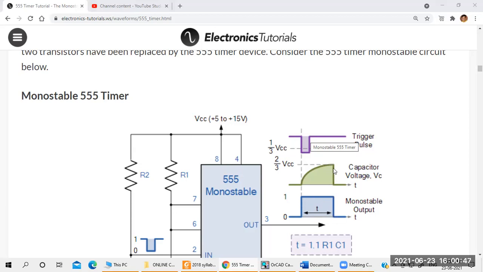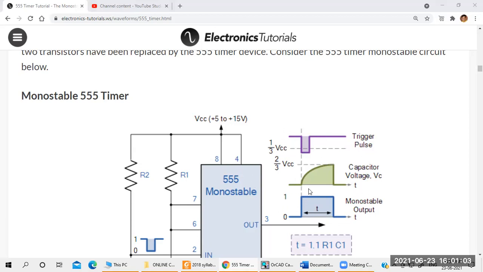When the capacitor starts discharging here, the output voltage becomes 0. The capacitor starts discharging suddenly here, and the output voltage becomes 0. Understood? This is the monostable output.